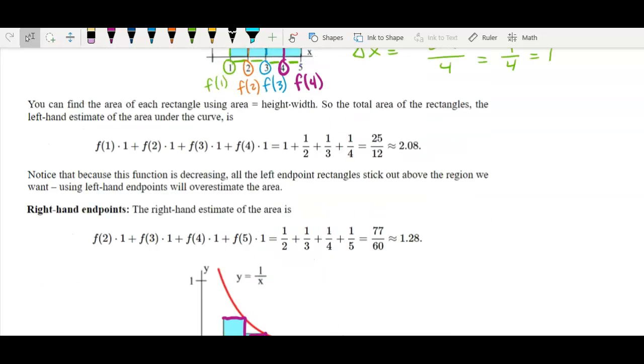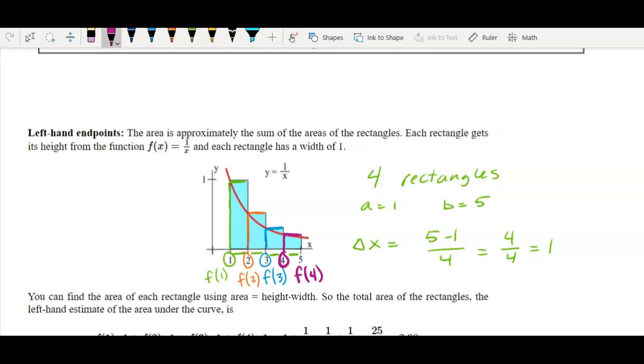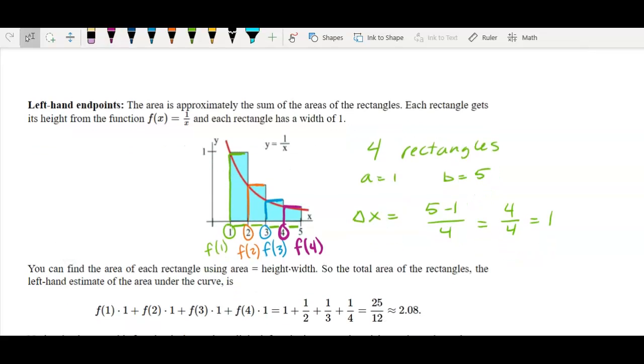So the true area, we can see that this left-hand approximation is an over approximation.